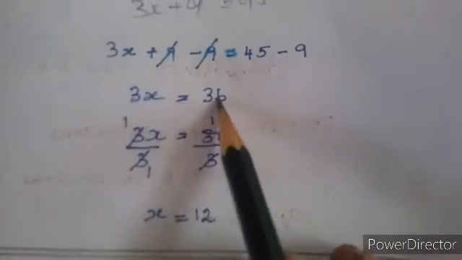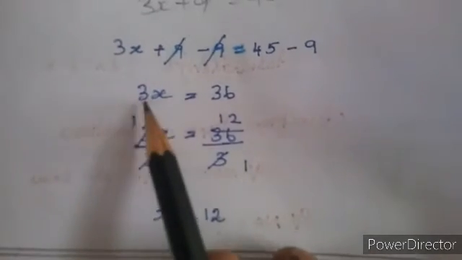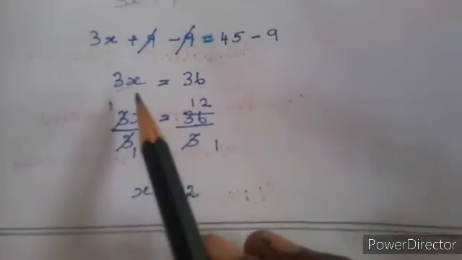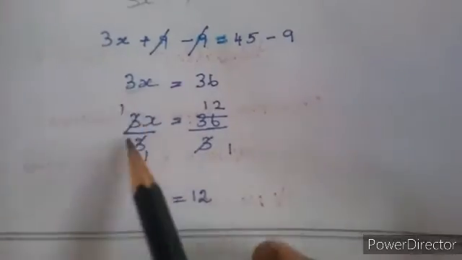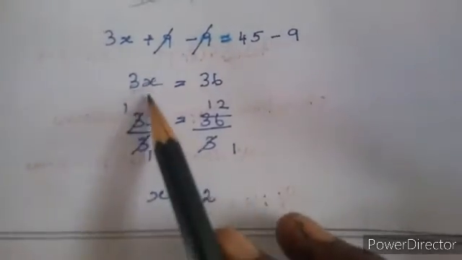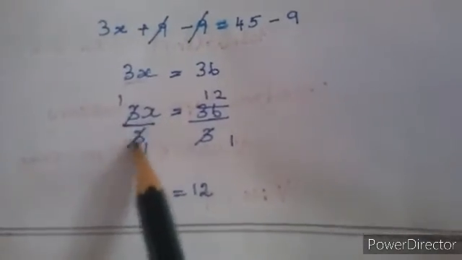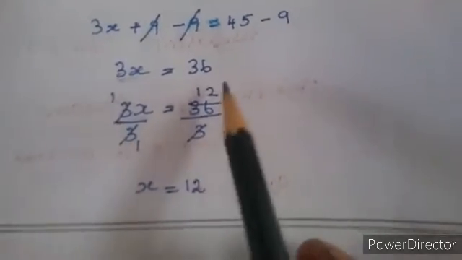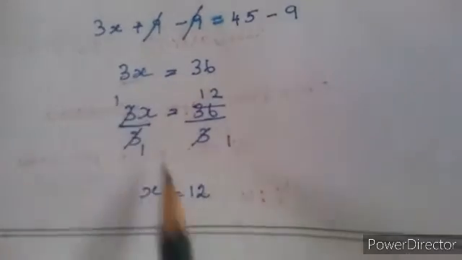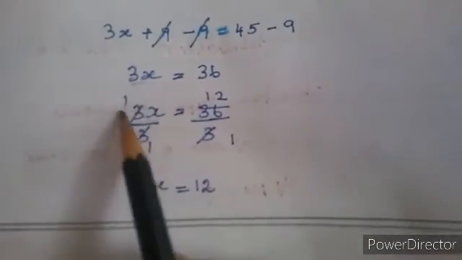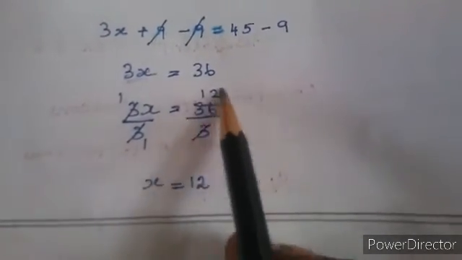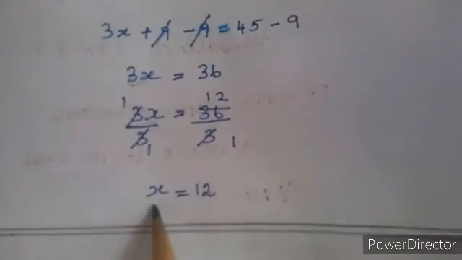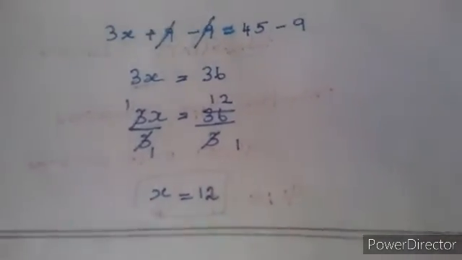Now 3x equal to 36. This is 3 times x. So now I want to divide by 3 on both sides to get the value of x. Divide by 3 and divide by 3. By simplifying these numbers, we can get the value of x. 3 ones are 3, 3 twelves are 36. So your answer is x equal to 12.